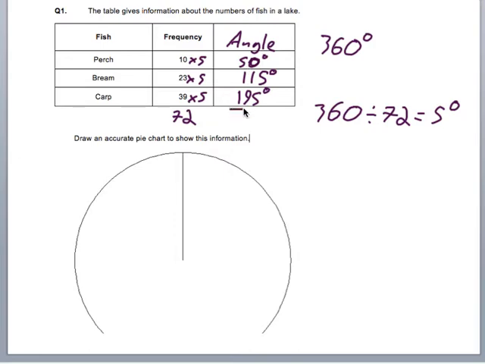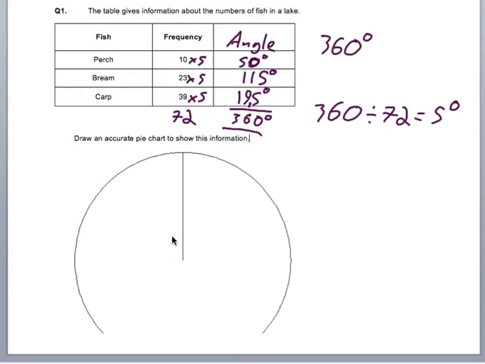Now I can check that I've got this column right by simply adding up. If I do a bit of column addition here, I'm left with 360. So 360 degrees is the total of my angle column.